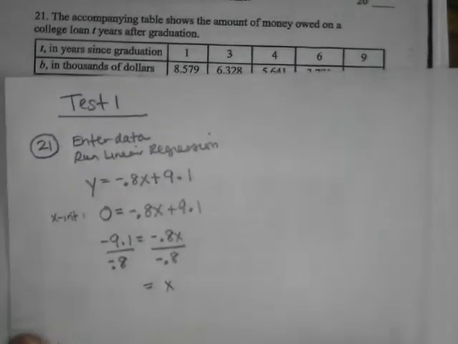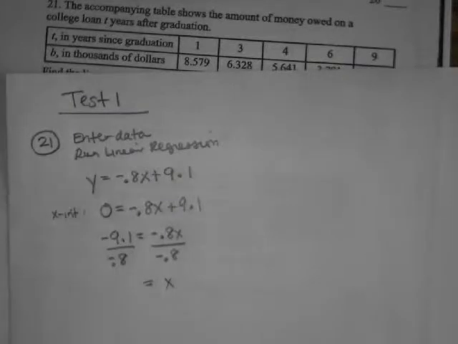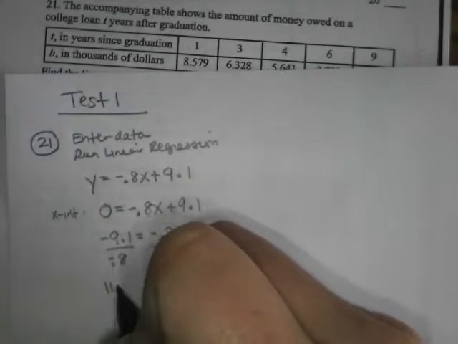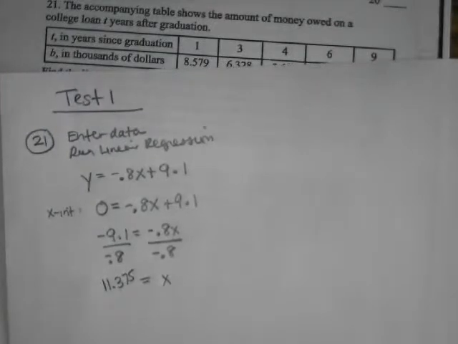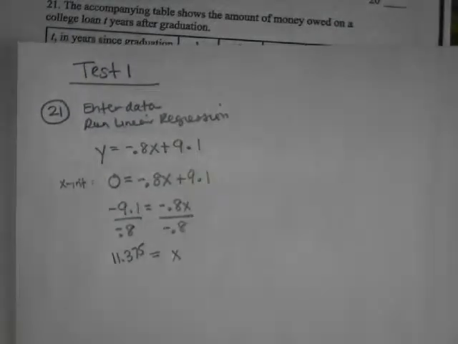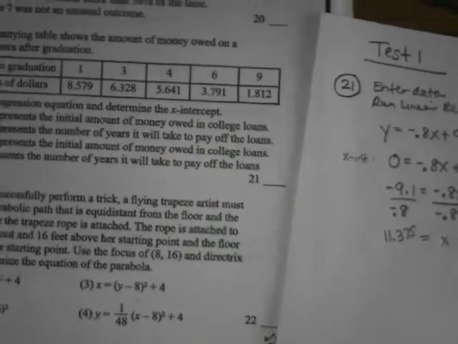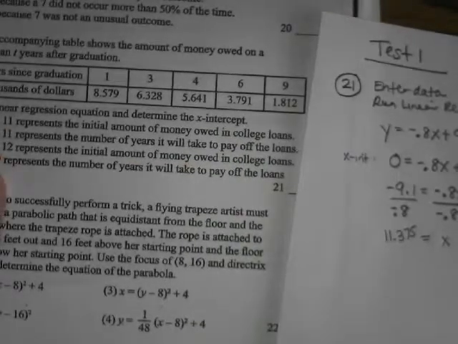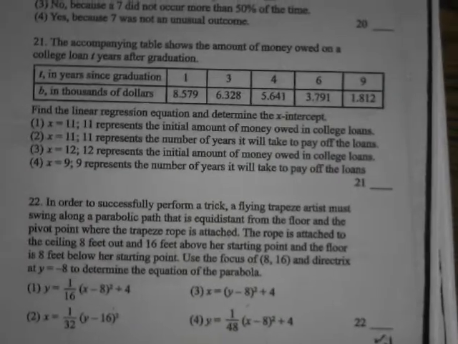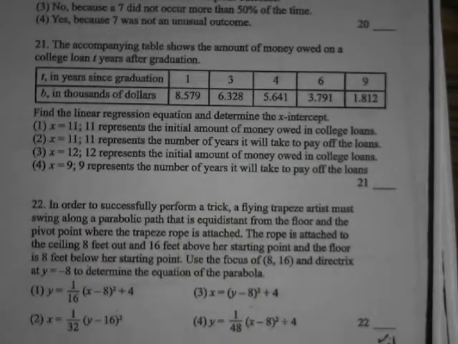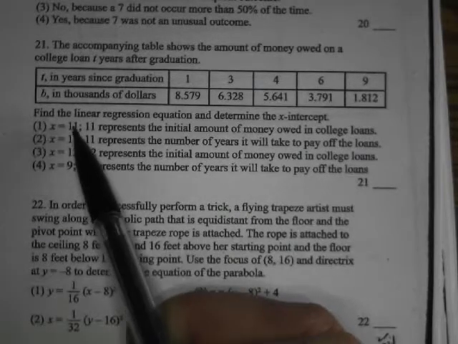So negative 9.1 divided by negative 0.8 tells me that my x-intercept is 11.375. Okay? So if I look at my options, what can we eliminate? 3 and 4, I would say. 11.375 is definitely going to round to 11 out of the whole numbers.